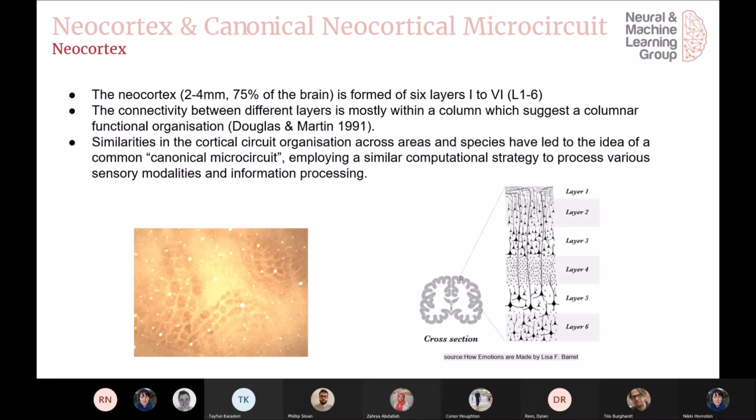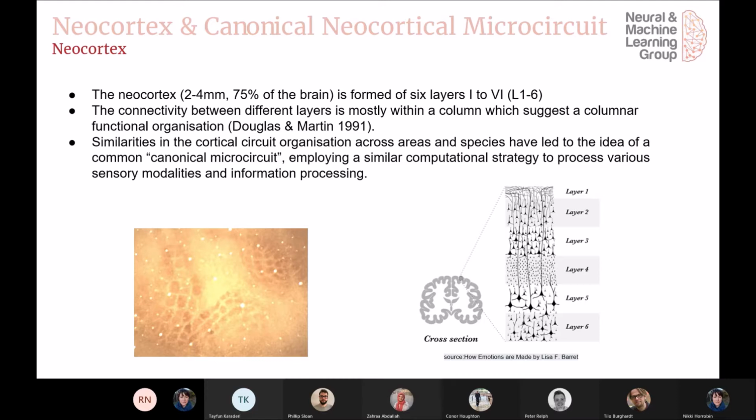So the neocortex is just 2 to 4 millimeters thick, and it's 75% of your brain, and it's basically responsible for all the cognitive tasks that you do, language, learning, literally everything. And if you look at it under the microscope, you could divide it into 6 different layers based on the morphology and the type of the cells and the connectivity.